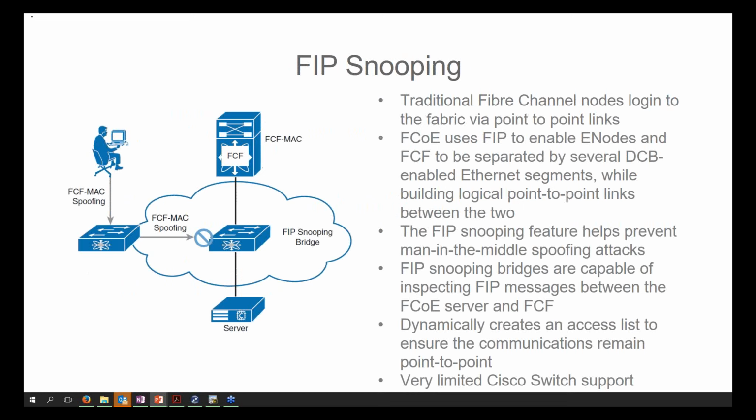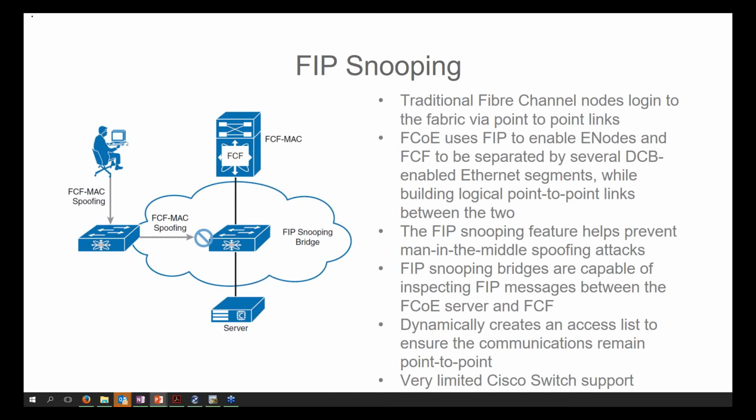FIP snooping. A traditional fiber channel node logs into the fabric via point-to-point links. But in FCoE, there might be multiple hops, and normally it's going to be point-to-point, but when there are multiple physical hops, it'll be a logical point-to-point connection. But there is an opportunity, because of the multiple physical hops, that someone could do fibre channel forwarding MAC spoofing. So the snooping feature helps prevent man-in-the-middle spoofing attacks.